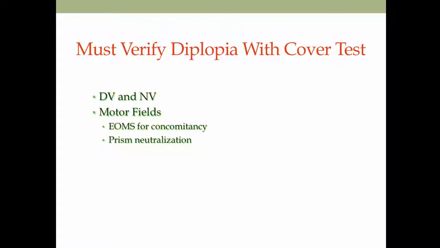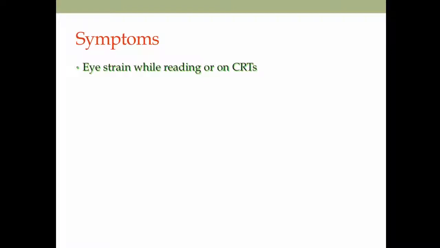If a patient has no deviation in distance or near and no deviation on EOMs, there's clearly no need to do any types of motor fields on that particular patient. The number one reason why people have problems is asthenopia or eye strain when they're on CRTs. Secondary, headaches. The headaches clearly are associated with reading or close work. Patients who get eye strain headaches will tell you that it comes right after or during the process of reading or close work. Those that are related to tension occur after the task.